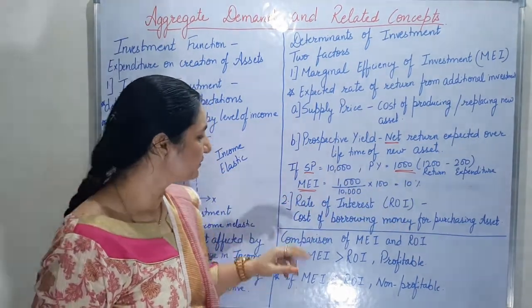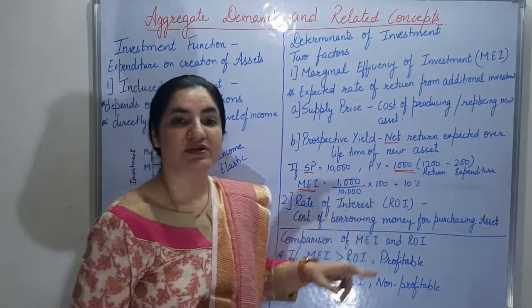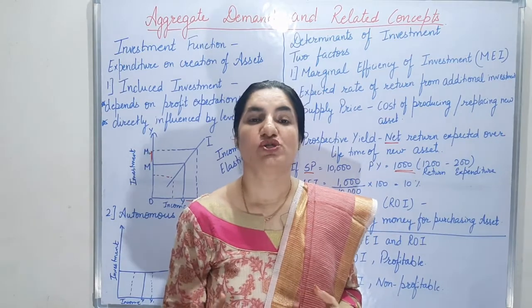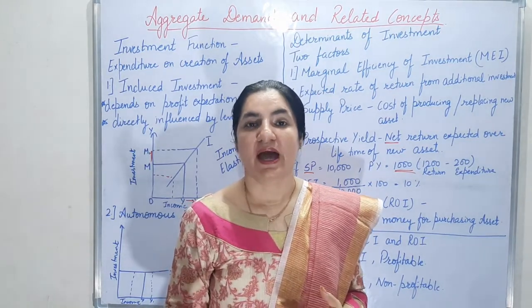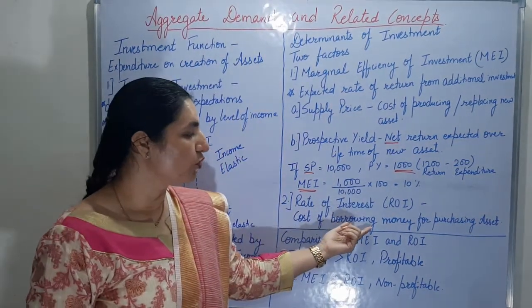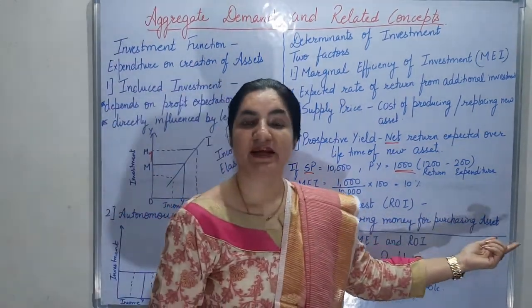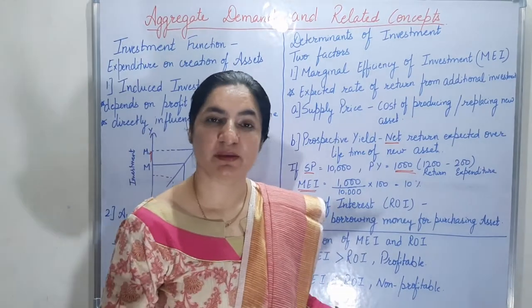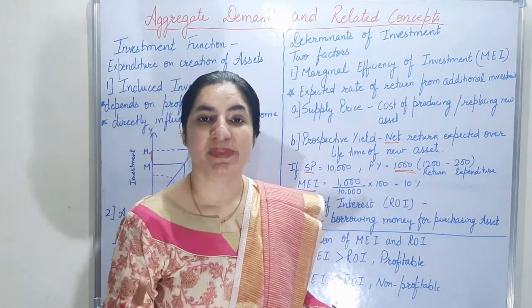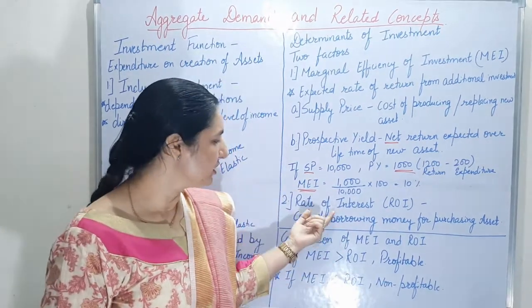The second factor is rate of interest. ROI, a rate of interest, is that amount which will be financed and on which the interest will be paid. Cost of borrowing money for purchasing the asset means when my investment will be financed, the amount which we will be required to pay as interest, that is rate of interest.